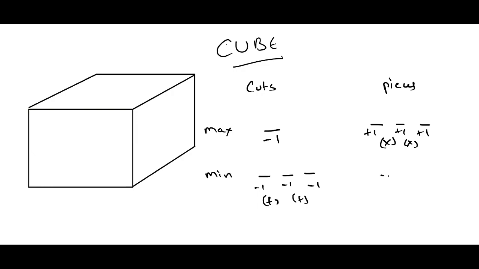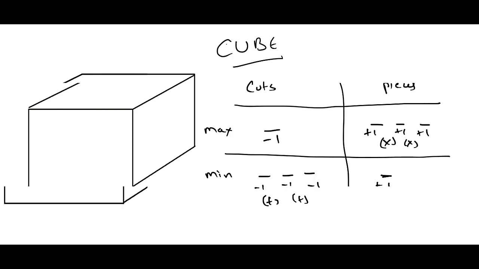For minimum pieces, we'll keep all the cuts in one direction, and from those cuts we'll get 1 piece extra, that is +1. So this is the basic funda or shortcut for cuts and pieces.